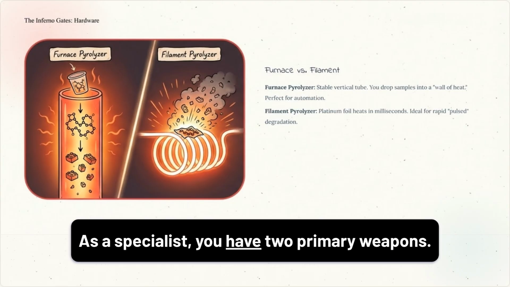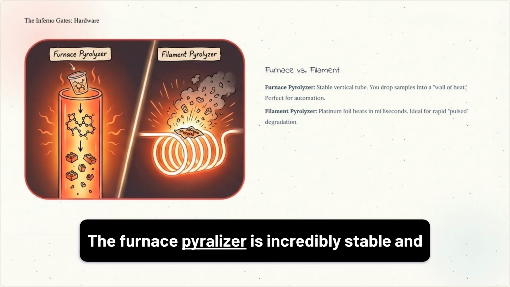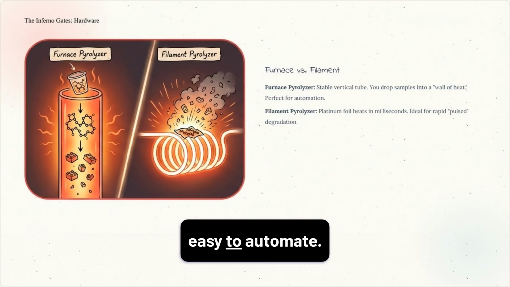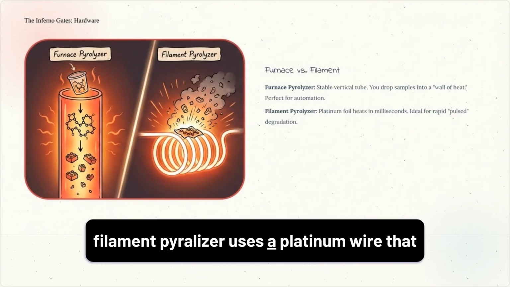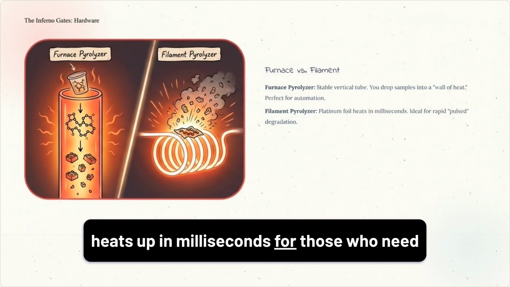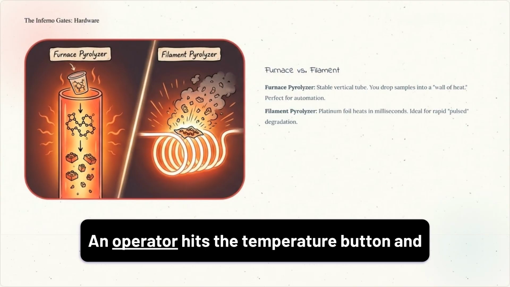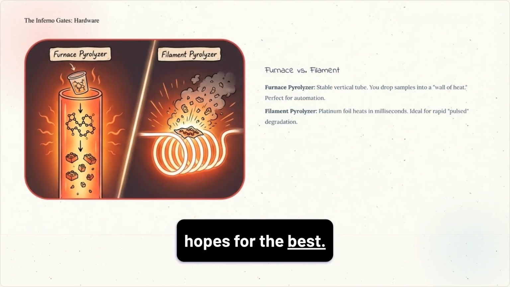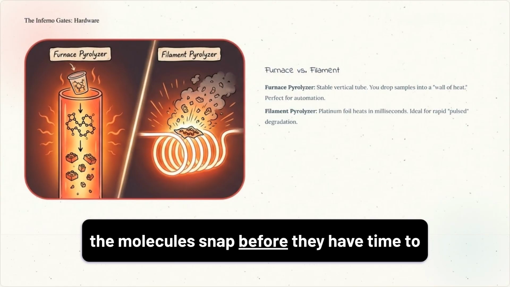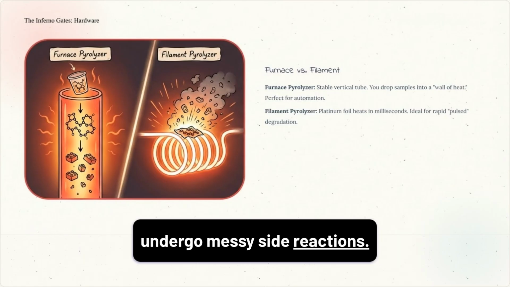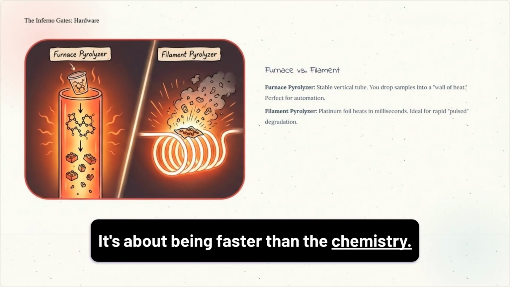As a specialist, you have 2 primary weapons. The furnace pyrolyzer is incredibly stable and easy to automate. You simply drop the sample cup in. But the filament pyrolyzer uses a platinum wire that heats up in milliseconds for those who need surgical timing. An operator hits the temperature button and hopes for the best. A specialist calculates the rise time to ensure the molecules snap before they have time to undergo messy side reactions. It's about being faster than the chemistry.